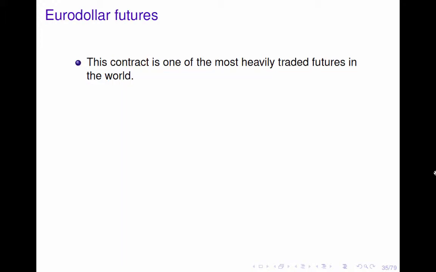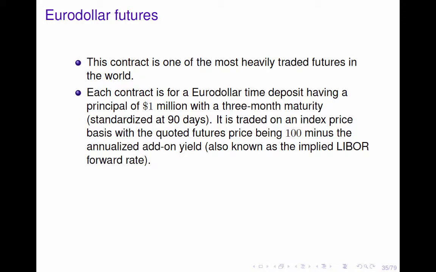Now we're ready for the Eurodollar futures. Eurodollar futures contract is one of the most heavily traded futures contracts in the world. Each contract is for a Eurodollar time deposit, having a principal of $1 million with a 3-month maturity, standardized at 90 days. It is traded on an index price basis, with the quoted futures price being 100 minus the annualized add-on yield. The annualized add-on yield is also known as the implied LIBOR forward rate.